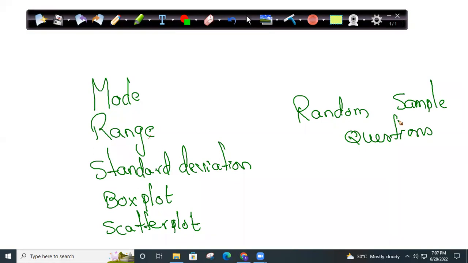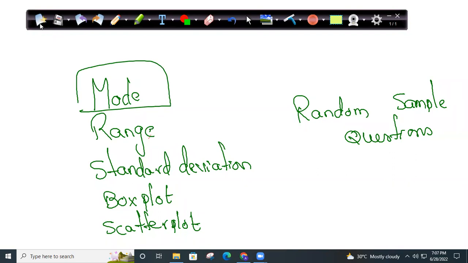These are the questions, other than mean and median, that are generally asked when you attempt the exam. Let me take each and every topic, explain the concepts behind it and how to approach those questions. First, let me start with mode questions.